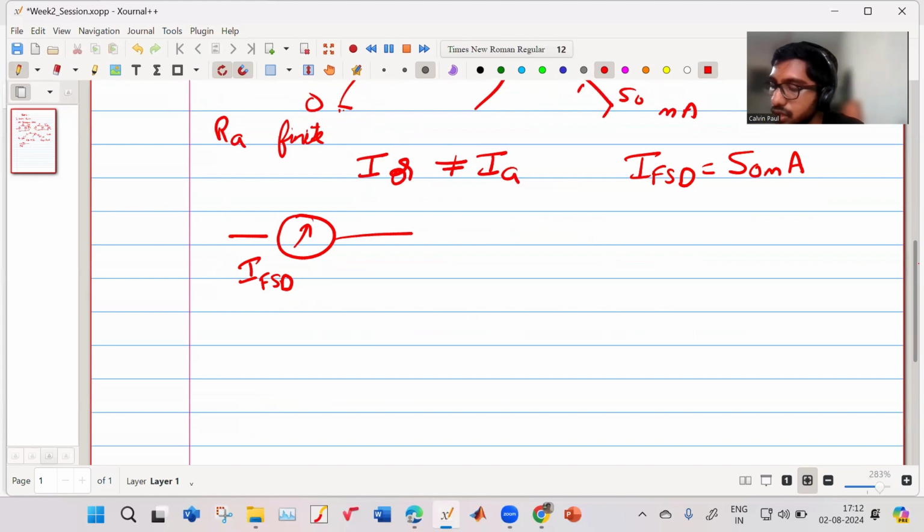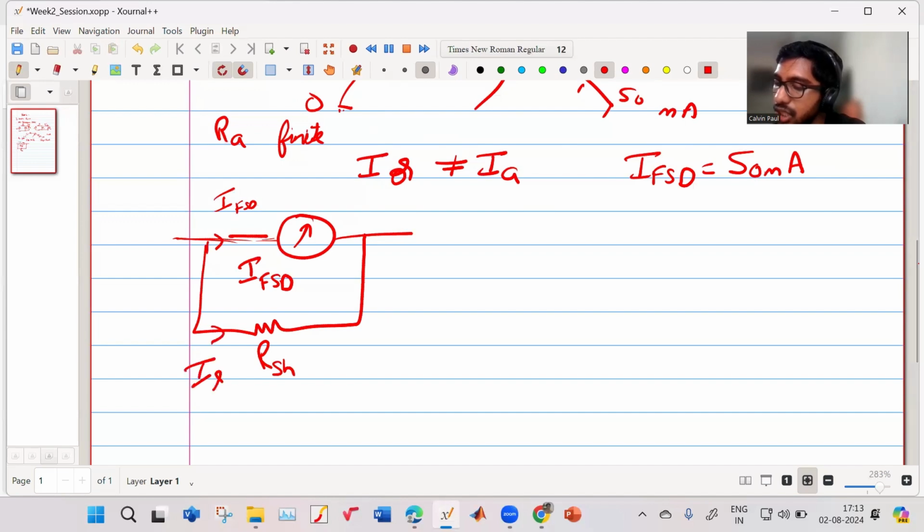What they do is, suppose there is a PMMC instrument or ammeter, we add a shunt resistance, or shunt parallel. This can carry current maximum IFSD, but this is the current through the shunt. And this is your total current I.